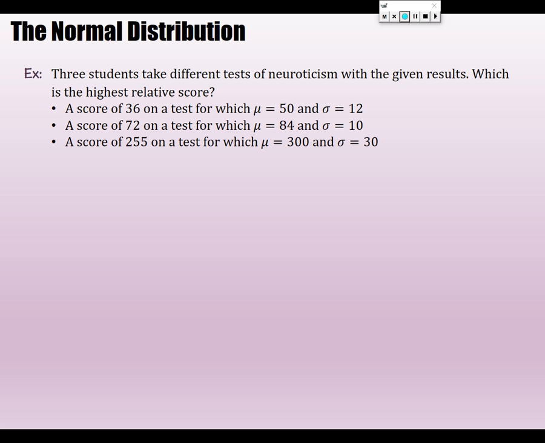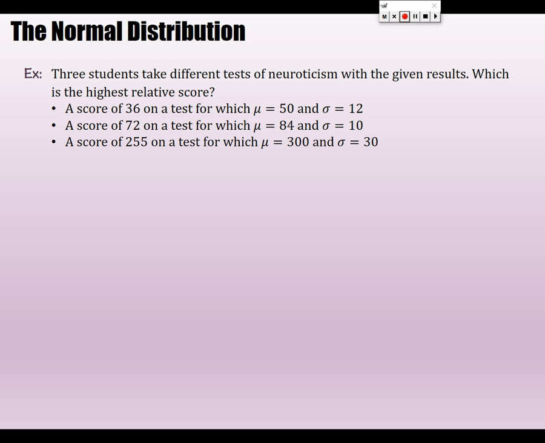We mean like what percentile did you get? What z-score did you get? How weird were you? I'm sure all of you would have positive z-scores in that particular situation. All of you are above the mean. Yes, you are. All right, so here we've got a test for neuroticism.